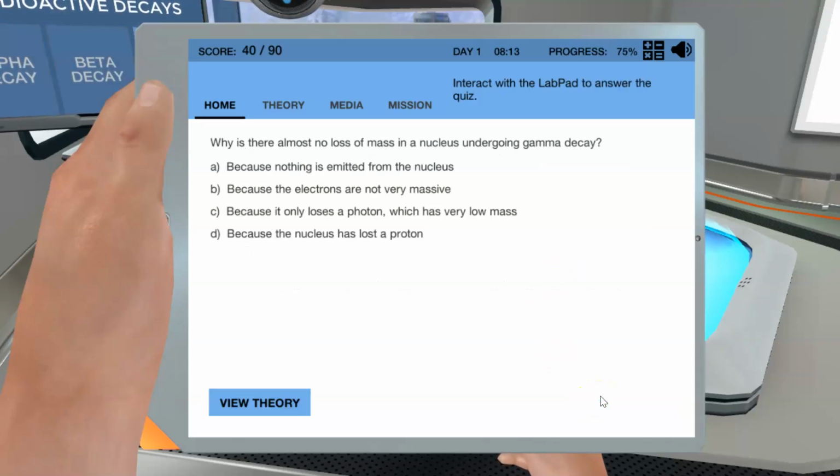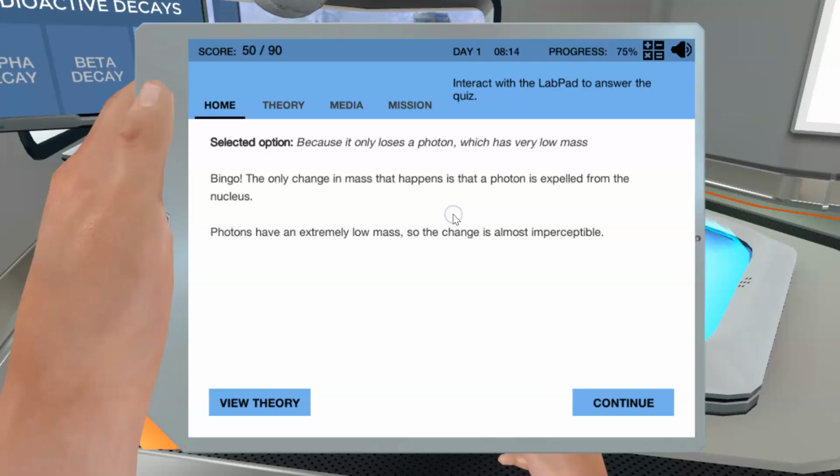Why is there almost no loss of mass in a nucleus undergoing gamma decay? Bingo! The only change in mass that happens is that a photon is expelled from the nucleus. Photons have an extremely low mass, so the change is almost imperceptible.